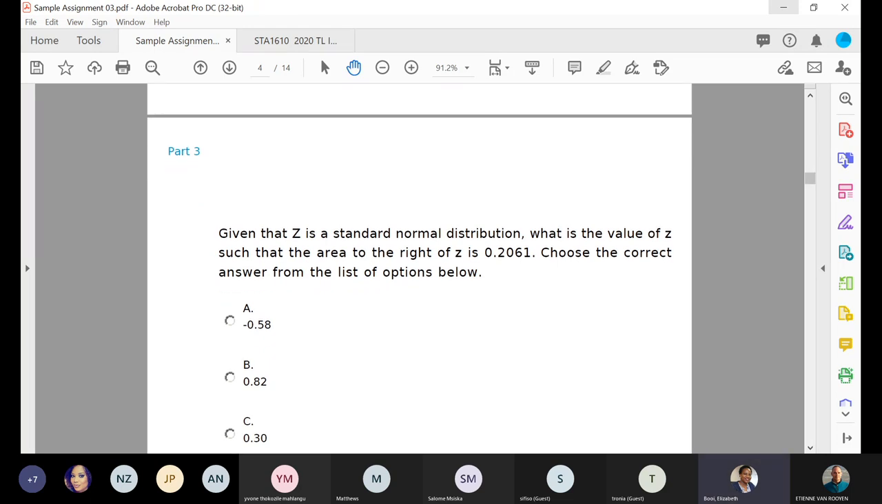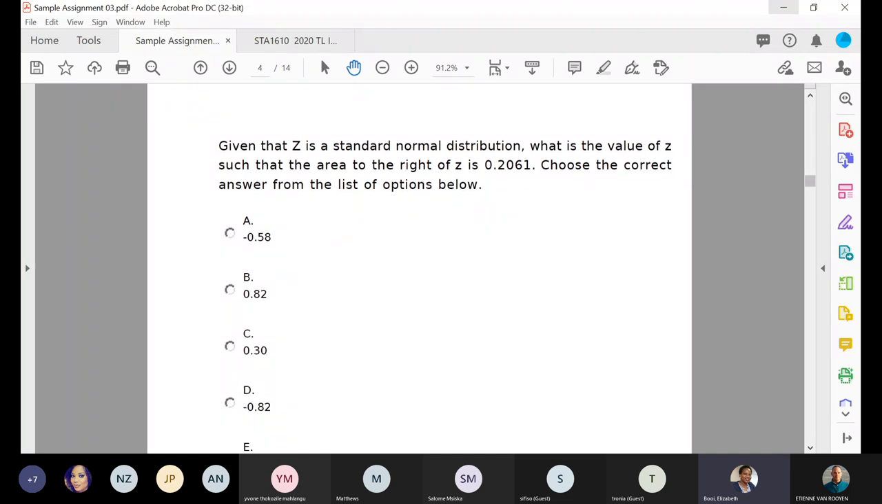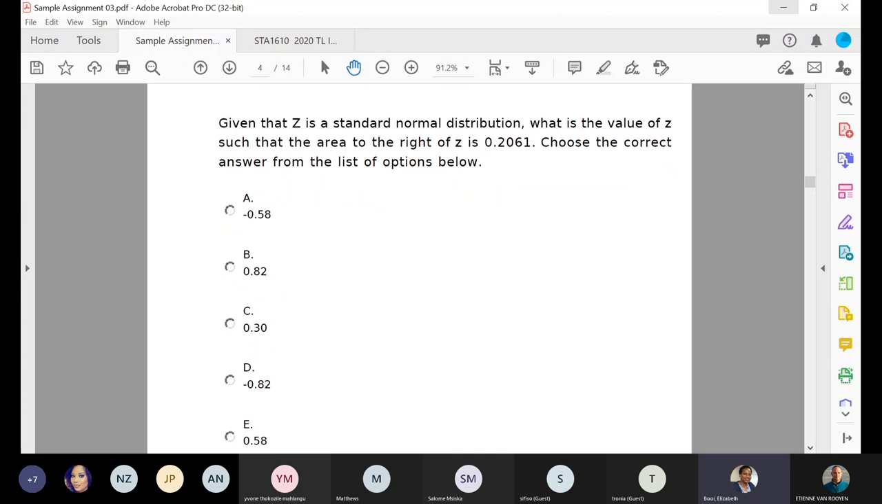Given that Z is a standard normal distribution, what is the value of Z such that the area to the right of Z is 0.2061? Choose the correct answer. So here they say, given that the Z value is normally distributed, what is the value of Z to give us the probability of 0.2061? And they say the value to the right.